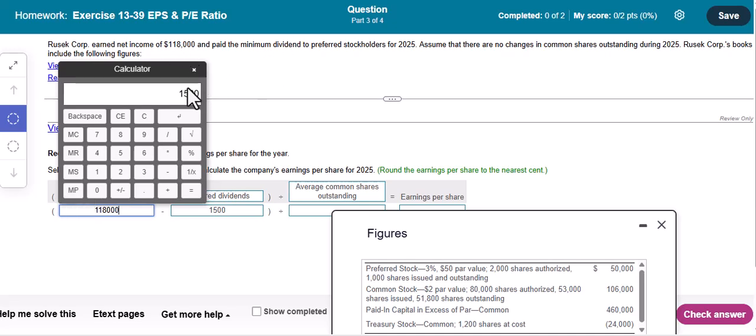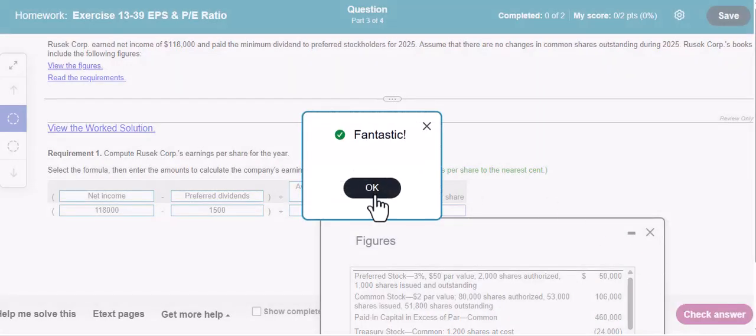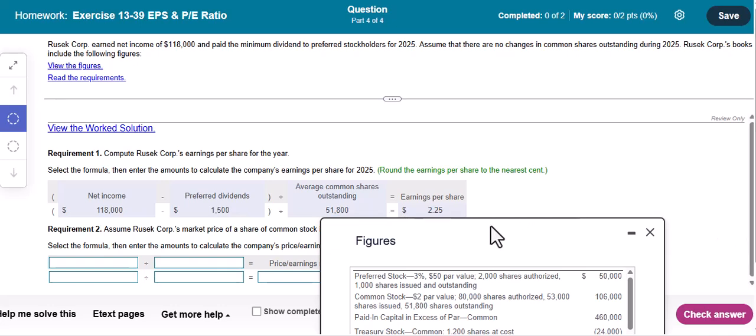And then we're going to go ahead and divide this portion here by the average common shares outstanding, and that is given to us here under common stock. And this is always common shares, not preferred shares. So the common shares outstanding is this 51,800. And then when we do our math here, the earnings per share is 2.25. We'll go ahead and check our answer. Fantastic. Okay.